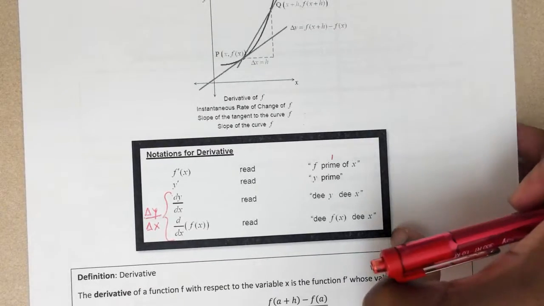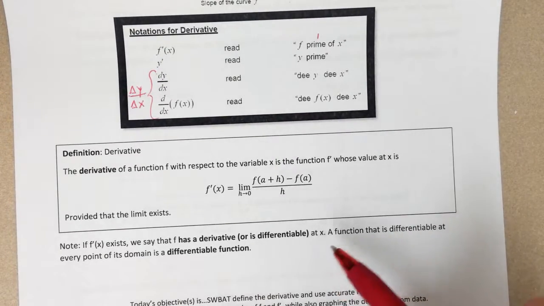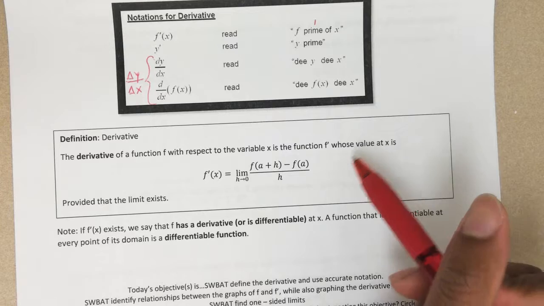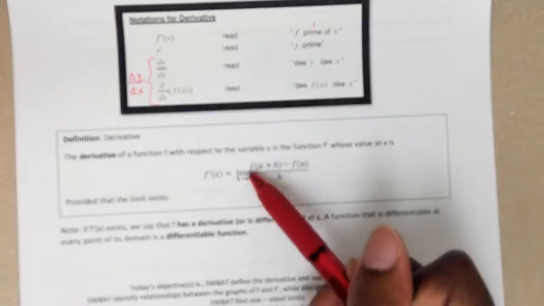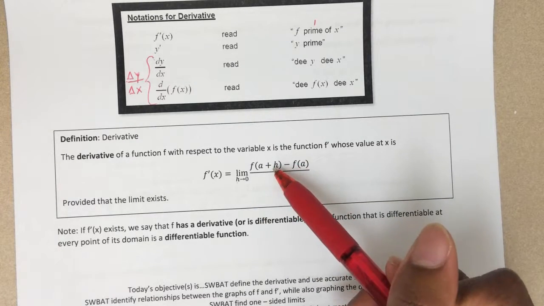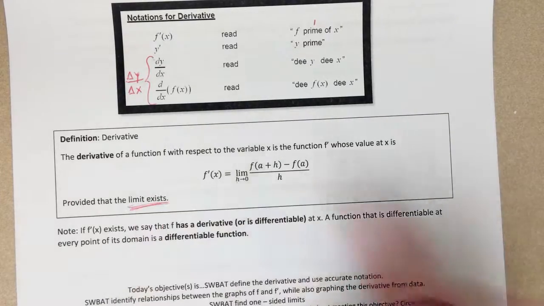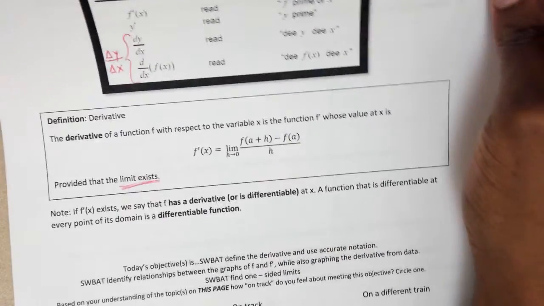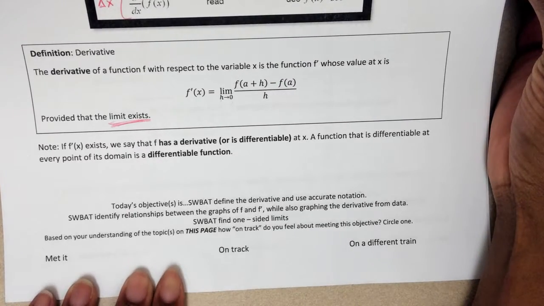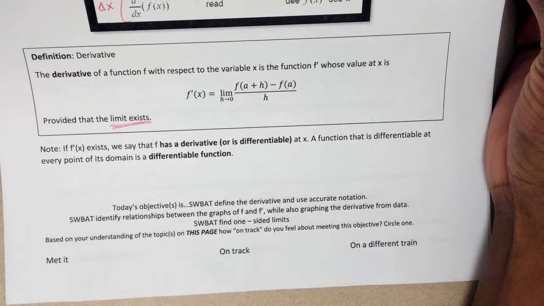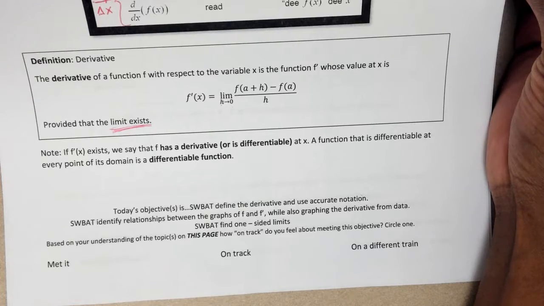So the definition of derivative: the derivative of a function f with respect to the variable x is the function f prime whose value at x is the limit as h approaches 0 of f of a plus h minus f of a all over h, provided that the limit exists. Note, if f prime exists, we say that f has a derivative or is differentiable at x. A function that is differentiable at every point of its domain is a differentiable function.